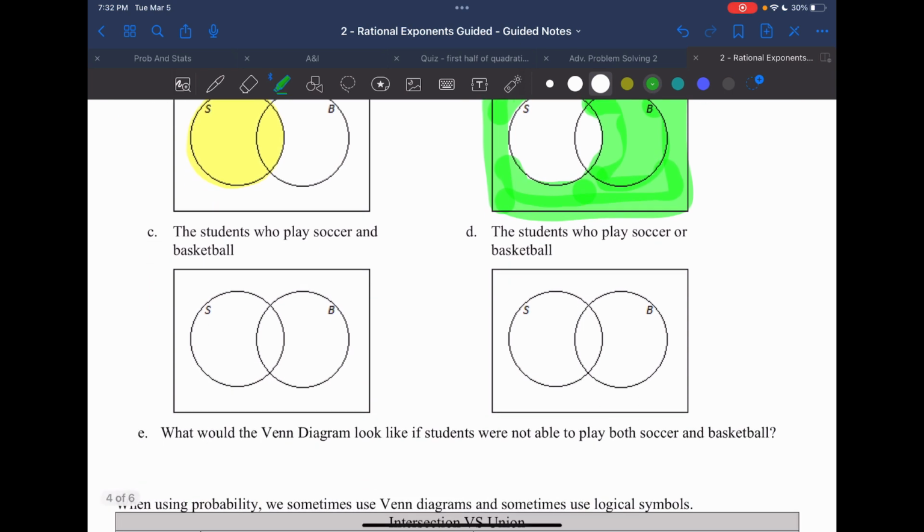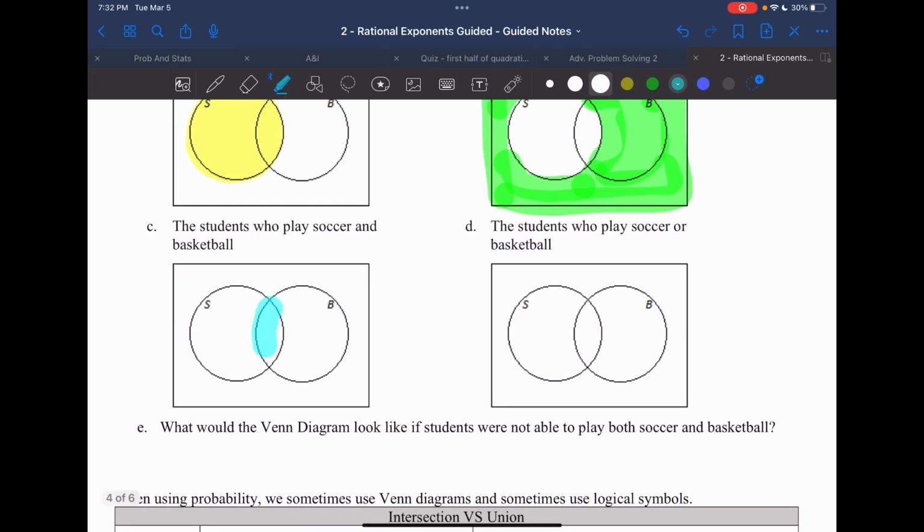So the students who play soccer and basketball is where they overlap, right in here. And then the students who play soccer or basketball is going to be everyone inside the two circles. So this circle and this circle.